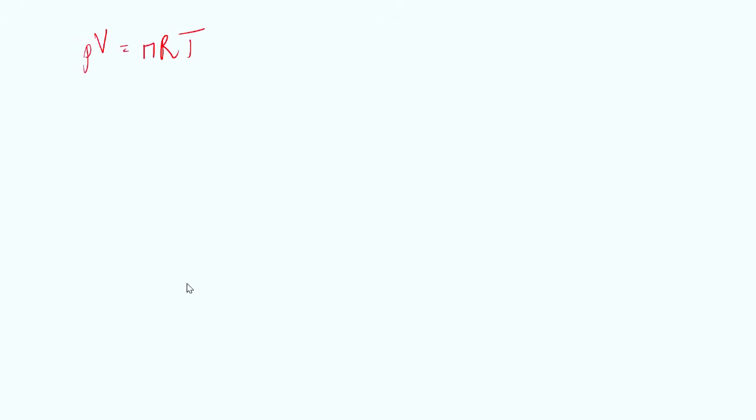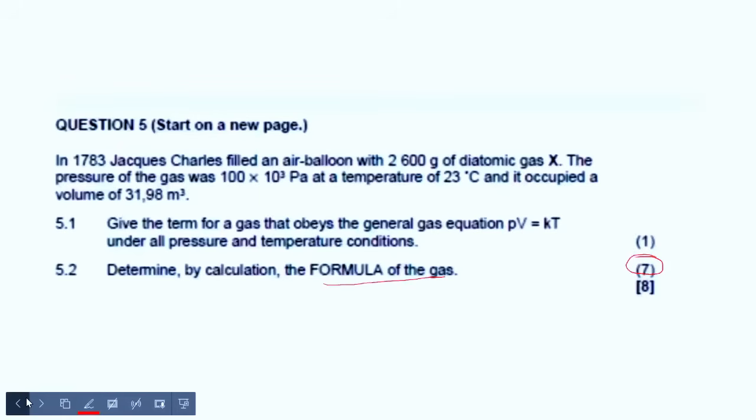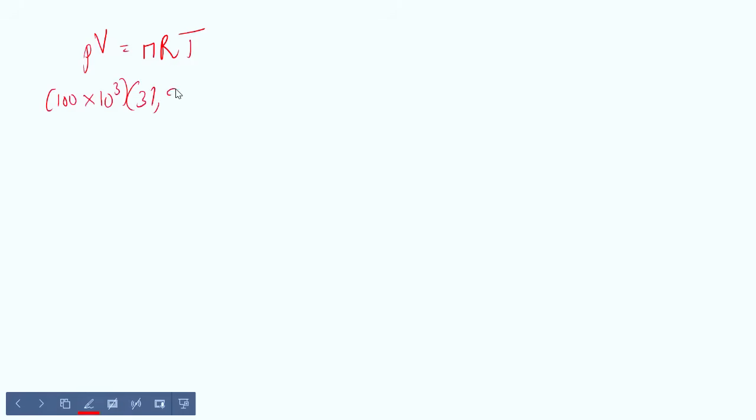So let's do our question, our 5.2 for 7 marks. We know the formula that has to apply is PV equals nRT, right? So what is our pressure? Our pressure should be given in pascals, which is in the correct SI unit. That's 100 times 10 to the exponent of 3. And our volume should be given in meter cube, which is in the correct SI unit, 31.98. And then we are looking for n.